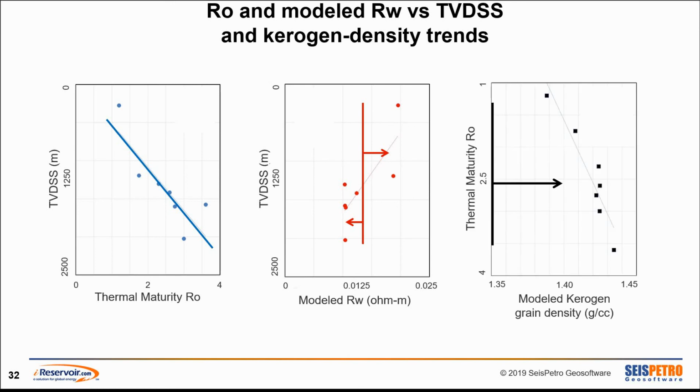Finally, we plot the results of the modeled kerogen grain density versus thermal maturity. And what we see is that there is a clear correlation between thermal maturity and kerogen grain density. And we can even see two trends for this correlation. One above 2.5 thermal maturity Ro, and a different trend below this number.